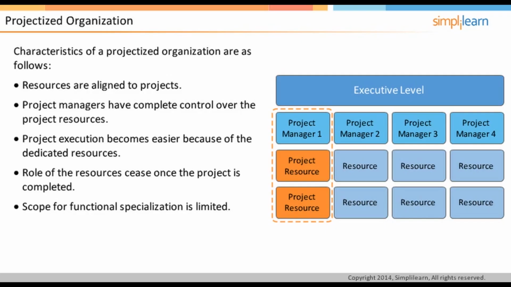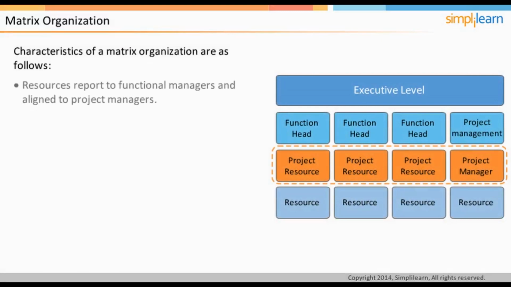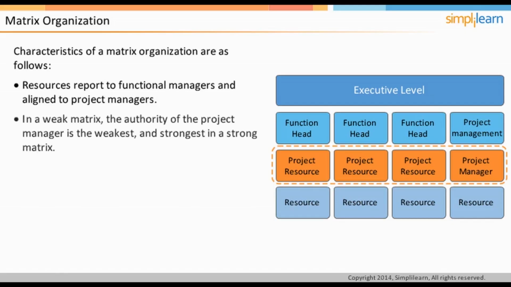Next, let us look at the matrix organization. In a matrix organization, the resources report to the functional managers and are managed by the project managers as well. There might even be a function that represents all the project managers in the organization, which provides project management expertise. The matrix structure has three variants, commonly referred to as weak, balanced, and strong. In a weak matrix, the authority of the project manager is the weakest and strongest in a strong matrix structure.